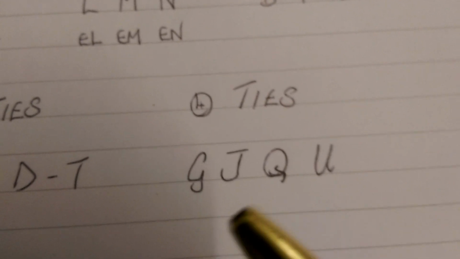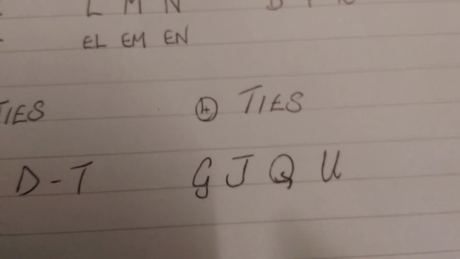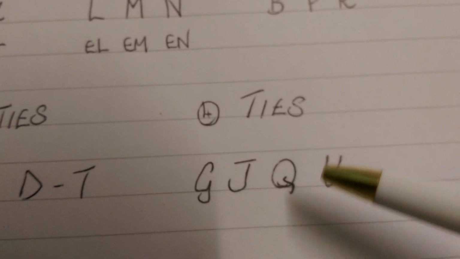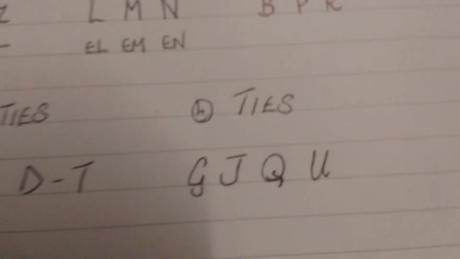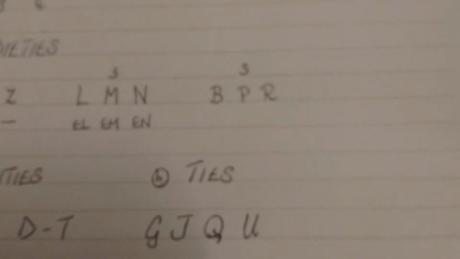In English, the Q is always followed by a U. So if you look at the U, what's it doing? It's turning it back on you. So that is your basic group of letters.